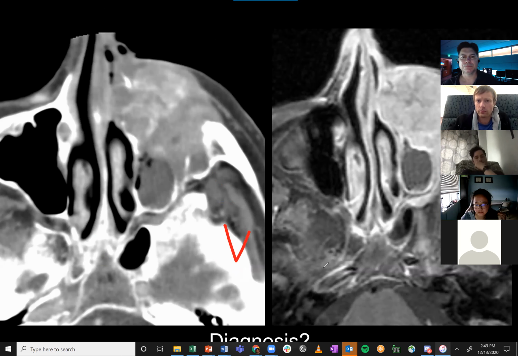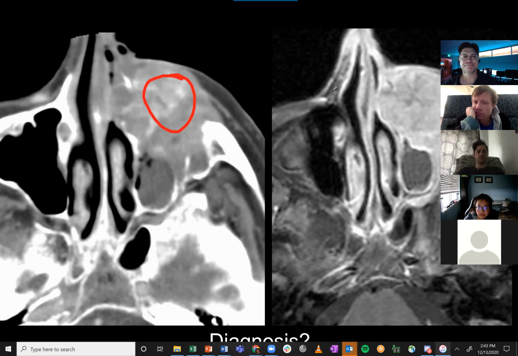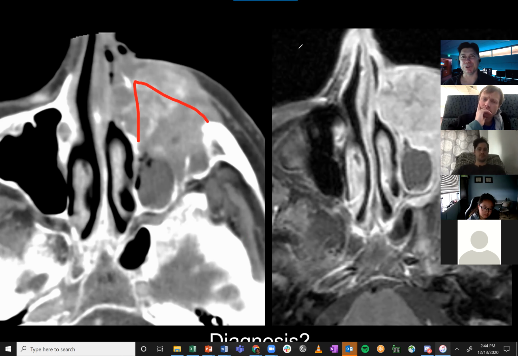So there is a heterogeneous enhancing mass centered along the anterior wall of the left maxillary sinus and within the maxillary sinus, actually, yeah. And it is enhancing, looks like there is no bony erosion. Well, you've lost some of the walls of the maxillary sinus, so there might have been erosion there, but yeah. Okay, yeah. So there is actually.